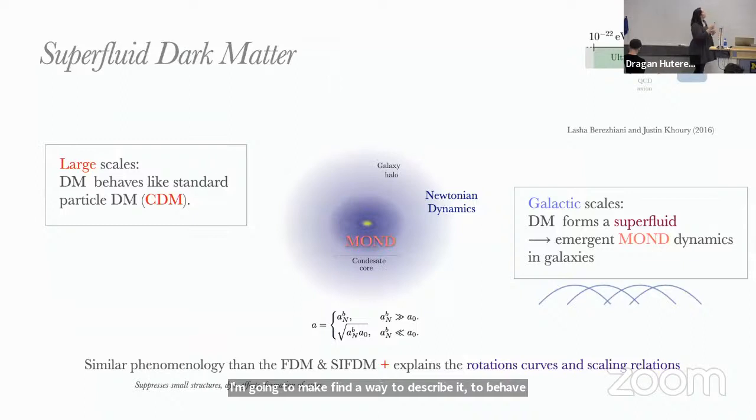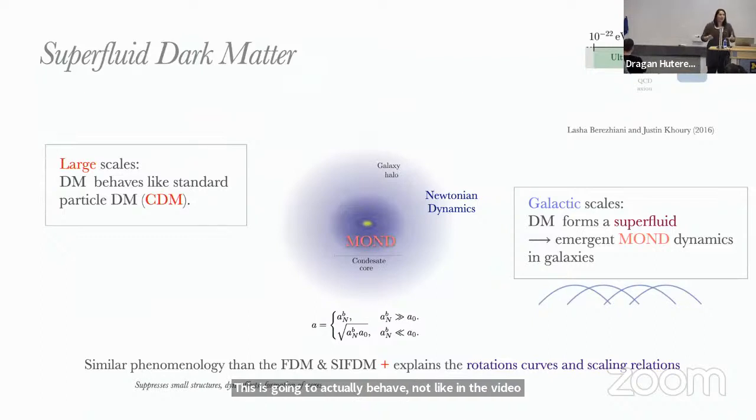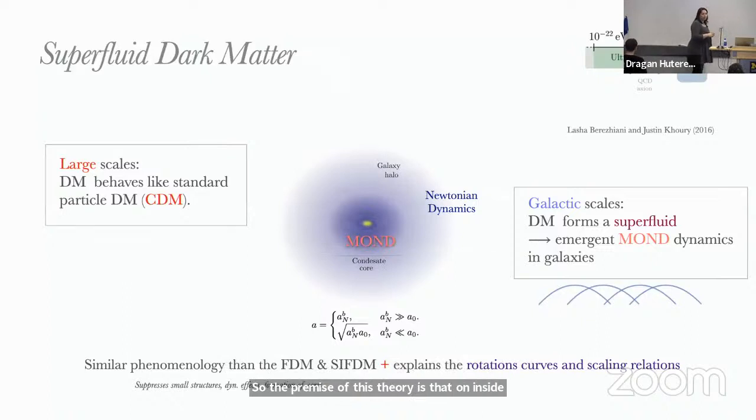And the way you can do that is by using superfluids. Superfluids follow exactly those equations we showed, the Schrödinger equation. The system has to be a little bit more complicated than that. But if you have a superfluid, this means that on small scales where all those waves are superposing and you have what we call a condensate, it is actually going to behave not like individual particles, but as collective particles, as we have in a Bose-Einstein condensate or in a superfluid, right? So the premise of this theory is that inside galaxies, dark matter is going to form a superfluid. And this superfluid has a dynamics that is exactly the MOND dynamics. So then I can explain all the successes of MOND.